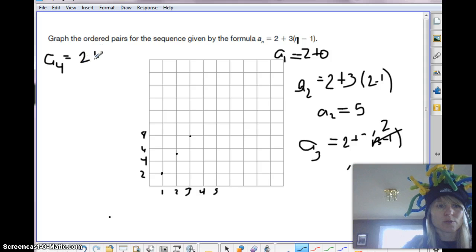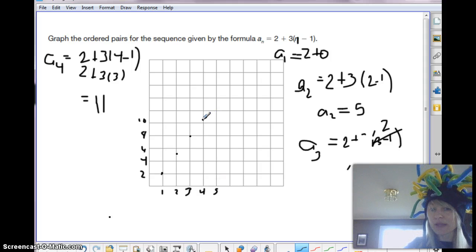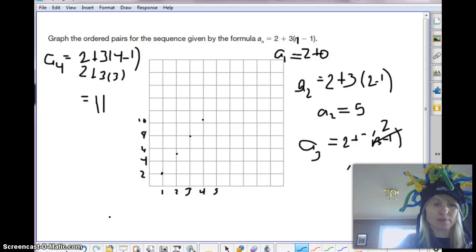So that's 2 plus 3, and then we're trying to find the fourth term, right? So we know that's 2 plus 3, and then times 3. So that's 9 plus 2, which is 11, right? And so this is 10, that's supposed to be 11. So 4, 11. And that's just graphing it. That's all it's asking for. So you have to plug in the terms and then graph the sequence.